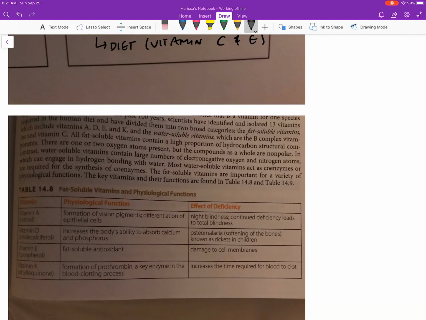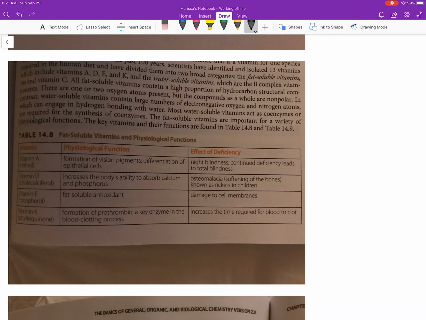All right. So there are all kinds of vitamins in the body. We're going to have two different tables, the fat-soluble and then the water-soluble vitamins. So vitamin A, retinol, its physiological function is the formation of vision pigments and differentiation of epithelial cells. If you are deficient in vitamin A, night blindness is a result, or eventually you would end up with total blindness. Vitamin D increases the body's ability to absorb calcium and phosphorus, which we need for bone health.